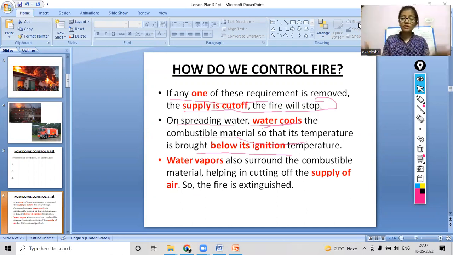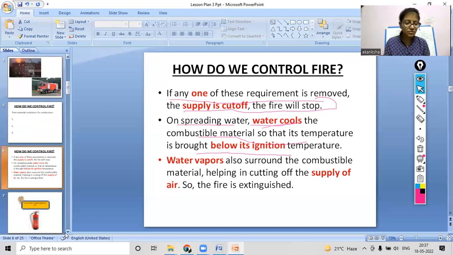So now, are you clear with the concept, like how these factors are contributing in controlling the fire? Okay, yes, I can see the responses. Yes, you are clear. So now we will move on ahead and see some more details, right?